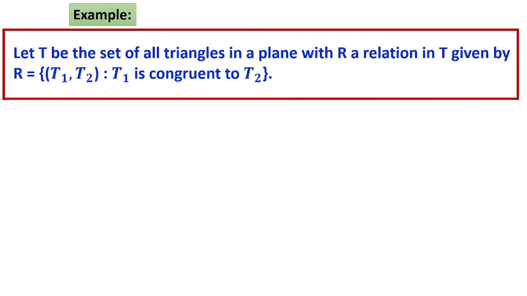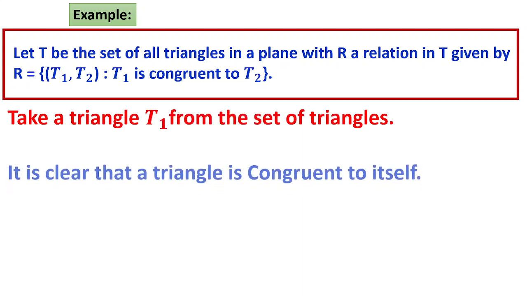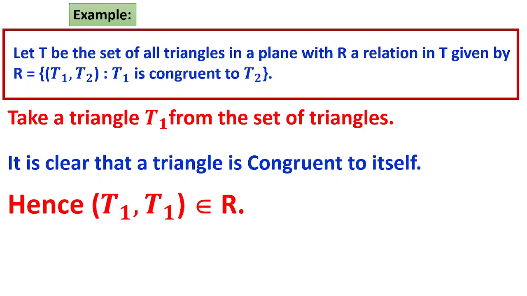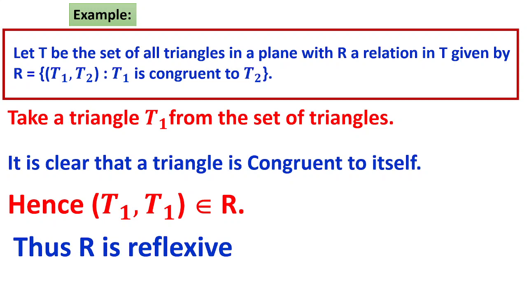When you take another example, the set of all triangles in a plane, where the first one is related to the second if it is congruent to the second, then take a triangle. It is clear that the triangle is congruent to itself, therefore T1 is related to itself. (T1, T1) belongs to R, therefore R is reflexive.